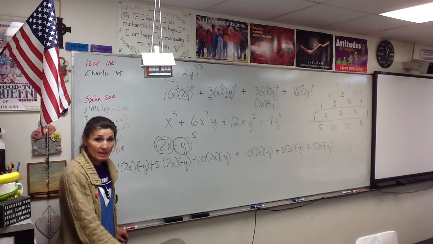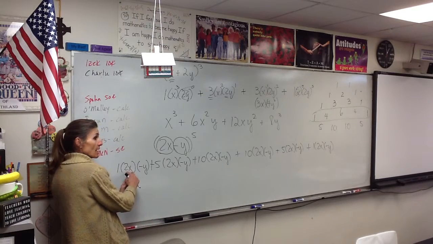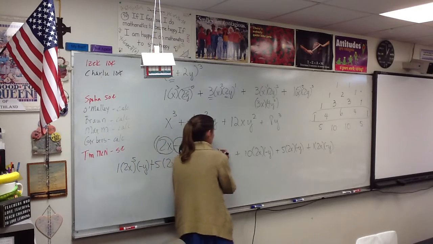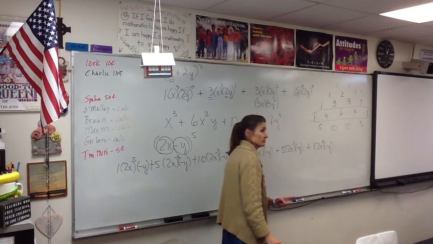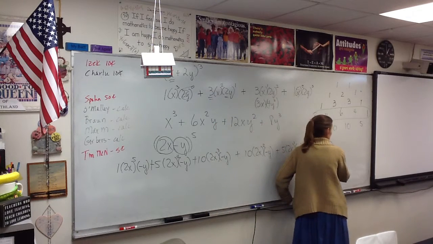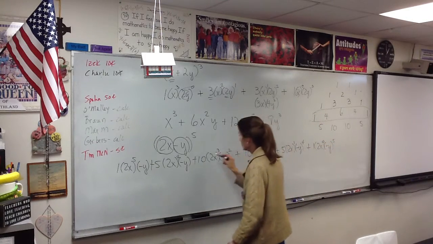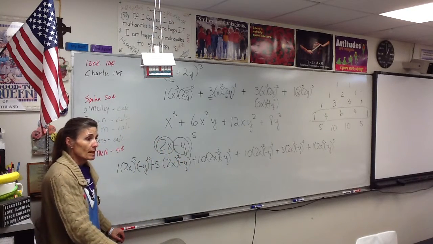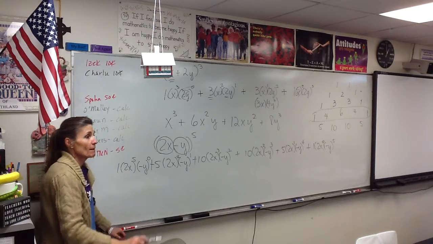Now, I went ahead and put the plus signs in because Bria asked about those. What I don't have in yet are my exponents. So what's the exponent going to be right here on this guy? 5. And then it's going to go to 4, 3, 2, 1, 0. Now, we have to simplify this, but before we do, does anybody have a question about the setup?